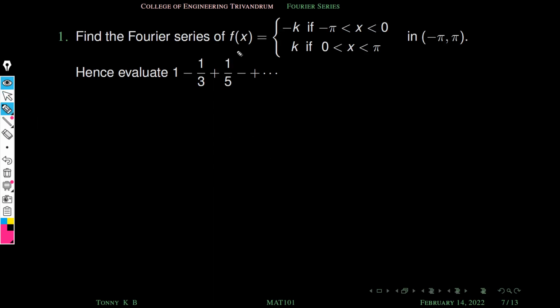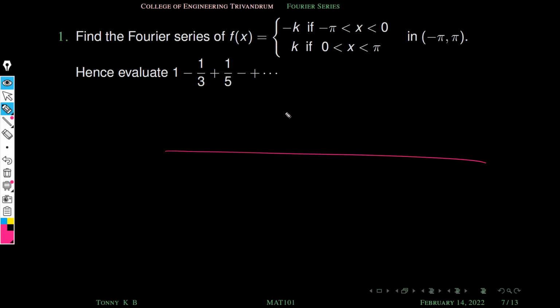So find the Fourier series of f of x is equal to minus k if x is in between minus pi to 0 and k if x is between 0 to pi. Okay, anyway this function is defined in the interval minus pi to plus pi. We know that in the case of Fourier series we always assume that our function is periodic. Okay, and they gave the function in a particular period.